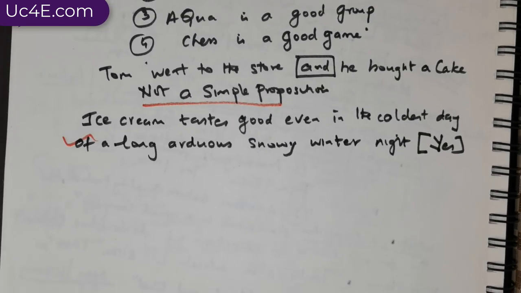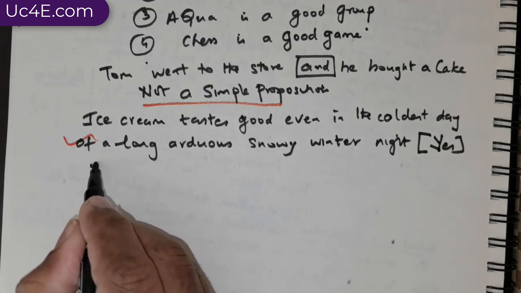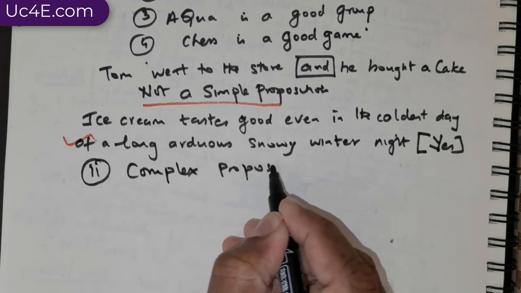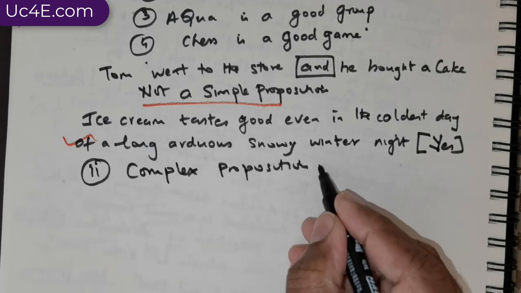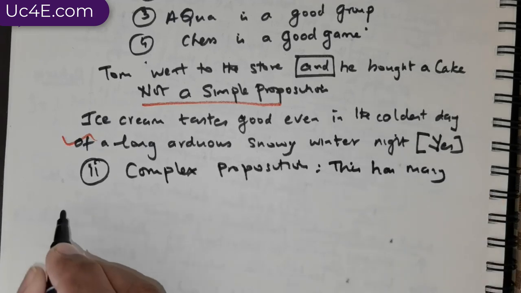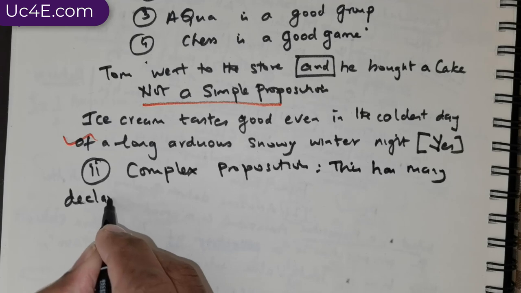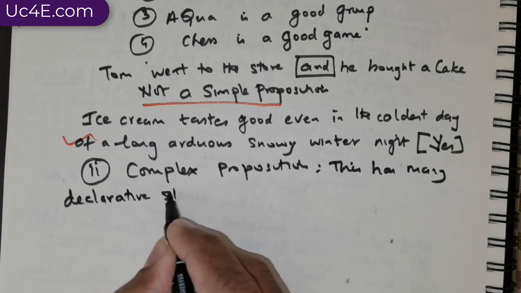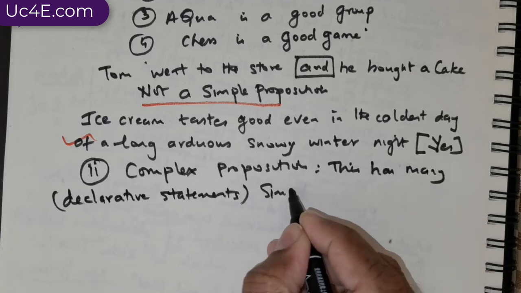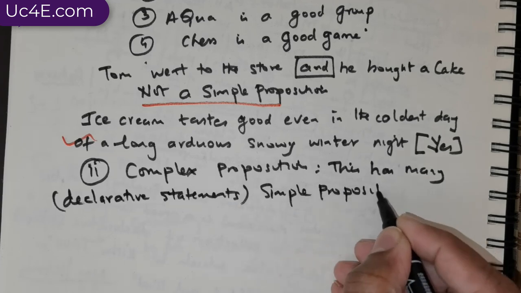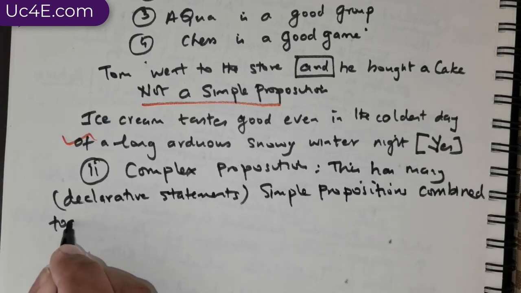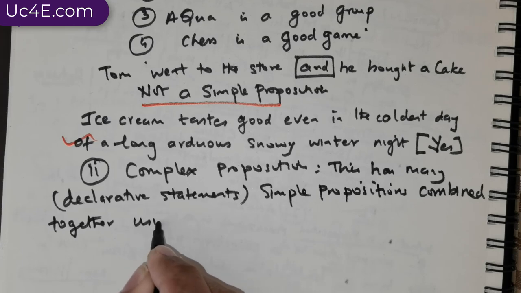So let's go on to the next one. I have given you simple proposition. Now there is the next type. It's called as complex proposition. Now, what is this complex proposition? This has many declarative statements. You can either use declarative statements or it has many simple propositions combined together using connectives.